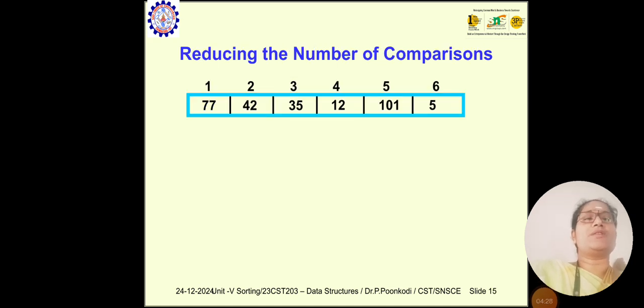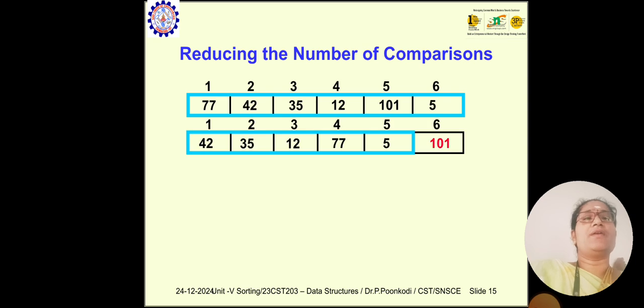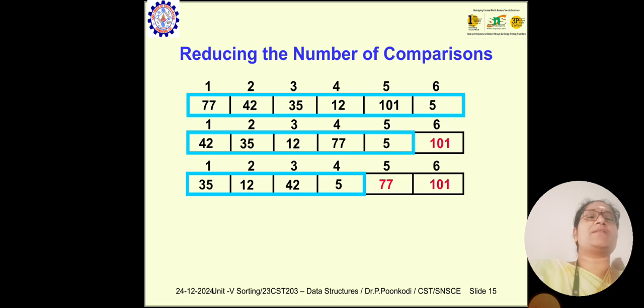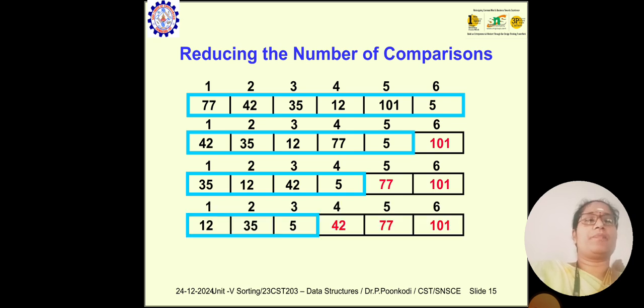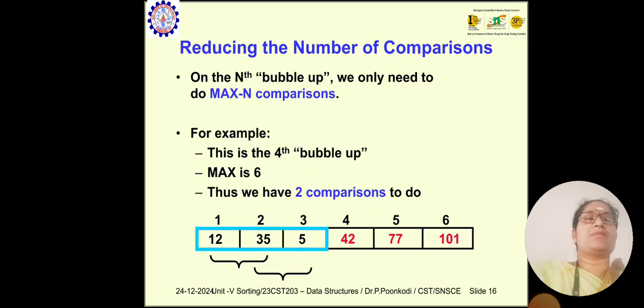To reduce the number of comparisons, we do not compare the entire list each time, only the unsorted elements. On the nth bubble up, we only need to make the maximum number of comparisons. This is the fourth bubble, so the maximum is 6 and we only need two comparisons. First we compare 35 and 5. Next 12 and 5.